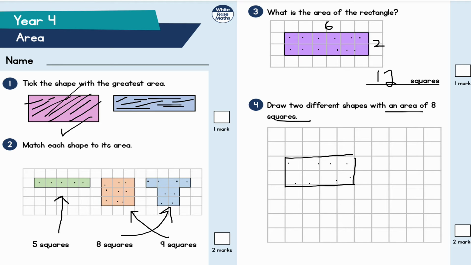Next one, let's just think about it. We're going to make 8 squares. I could have 3 there. So I have a little compound shape here. 1, 2, 3, 4, 5, 6, 7, 8. So 2 different shapes there have an area of 8 squares.